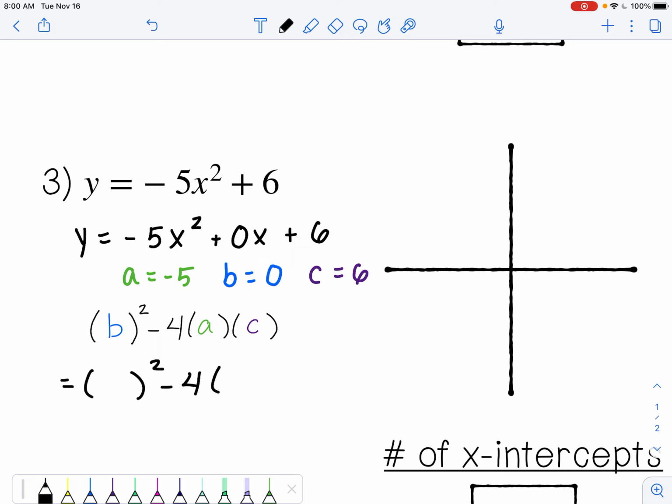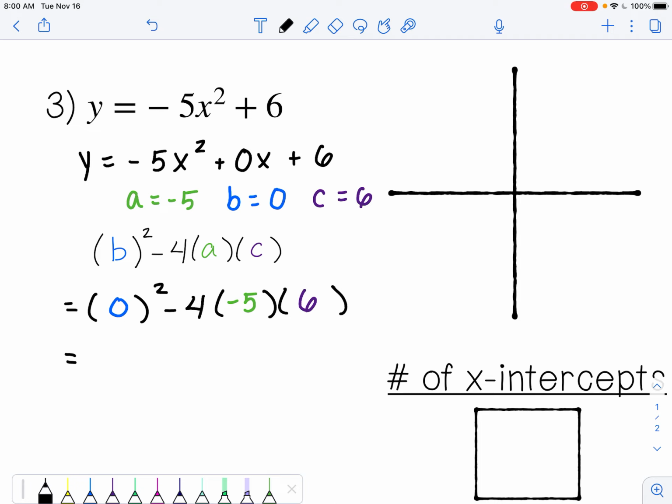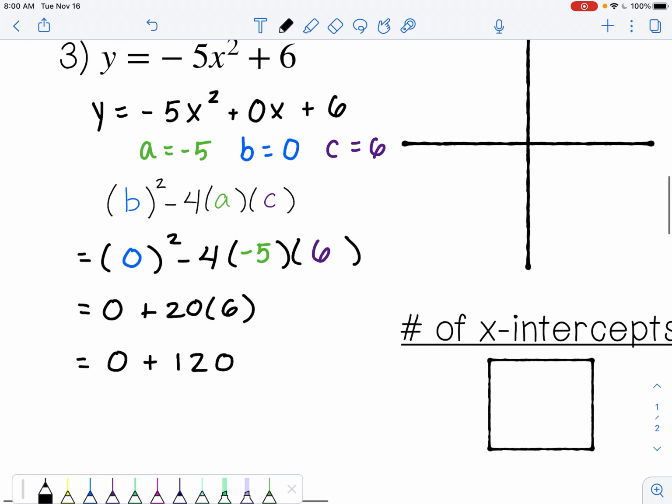Now if I go ahead and plug into my formula, I really encourage you to write the formula each time, especially while you're first learning this, so you get that muscle memory down and it's easy to remember. So b squared is 0 squared, minus 4 times a, which was negative 5, times c, which is 6. 0 squared is really easy, that's just 0. Negative 4 times negative 5 is positive 20, and then 20 times 6 gives me 120. So my overall answer is just going to be 120.